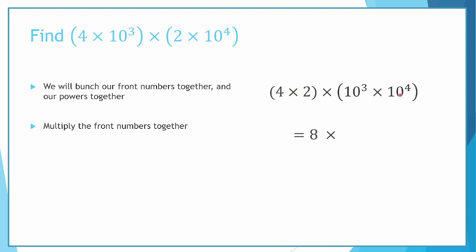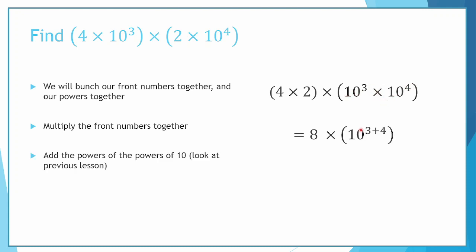And then we're going to work out how to simplify this bracket. We're going to use our rules of powers here. Whenever we have two numbers that are to the power of, so we have 10 to the power 3 and 10 to the power 4, and we're multiplying them, all we do is we add the powers together. So 10 to the power 3 times 10 to the power 4 becomes 10 to the power of 3 plus 4. Simplifying this all down, we get 8 times 10 to the power 7.